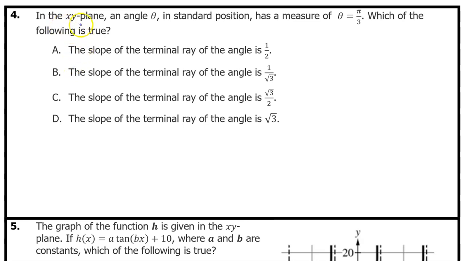Number 4. In the xy plane, an angle theta in standard position has a measure of theta equals pi over 3. Which of the following is true? I see that all of the answers are about the slope of the terminal ray. We have learned that the tangent of an angle is the slope of the terminal ray. So the slope will be given by the tangent of pi over 3.